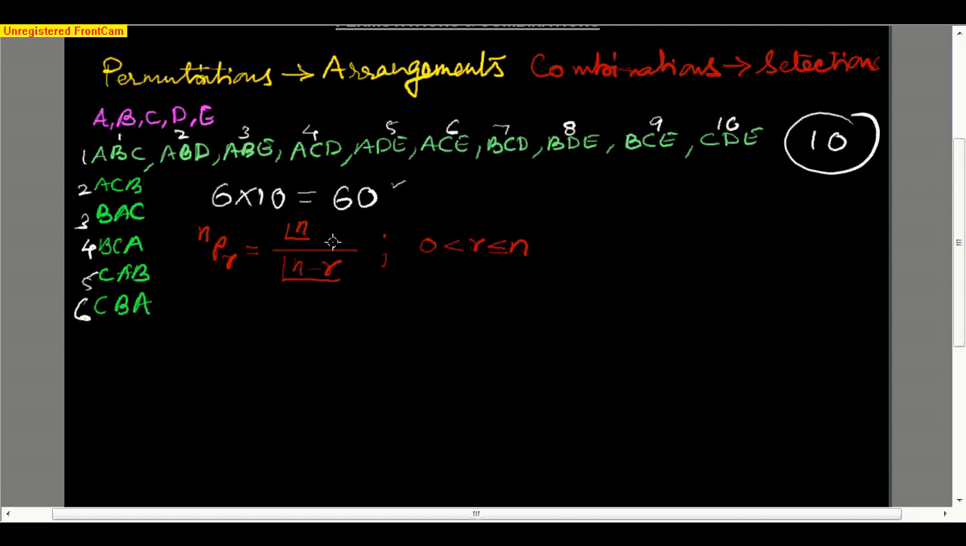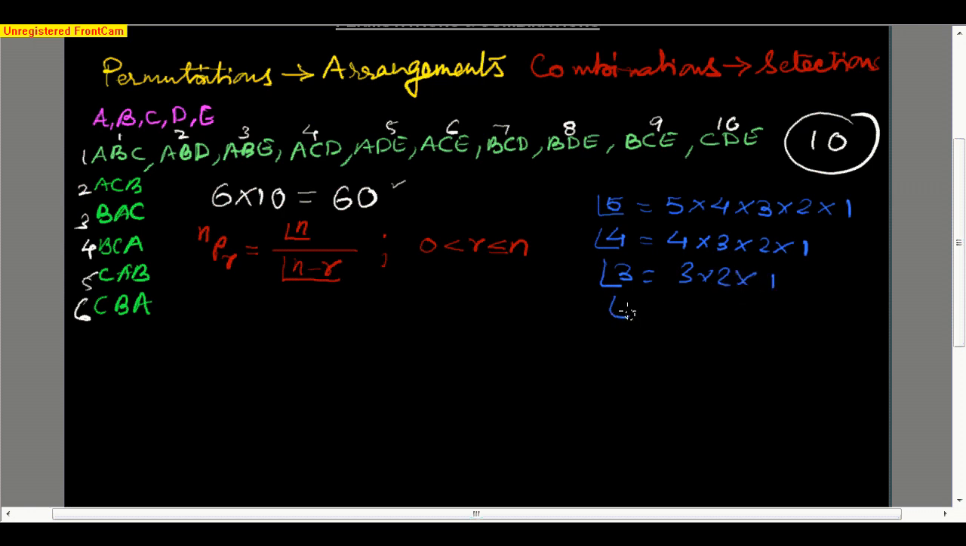Now what is factorial n? If we have to write factorial 5, factorial 5 is 5 into 4 into 3 into 2 into 1. The product of the number itself and all numbers less than it is called the factorial. Factorial 4 is 4 into 3 into 2 into 1. Factorial 3 is 3 into 2 into 1. Factorial 2 is 2 into 1. Factorial 1 is 1, and factorial 0 is also equal to 1. So this is the meaning of factorial.